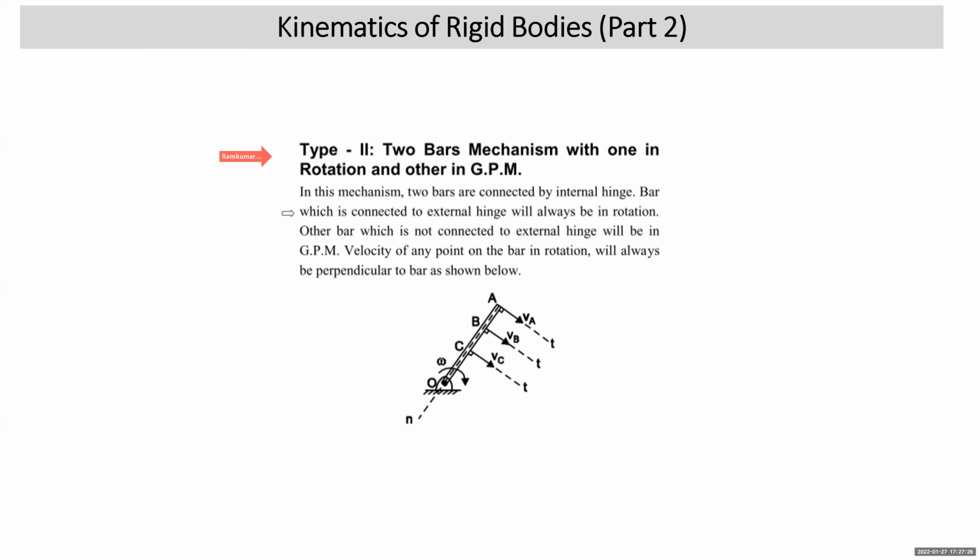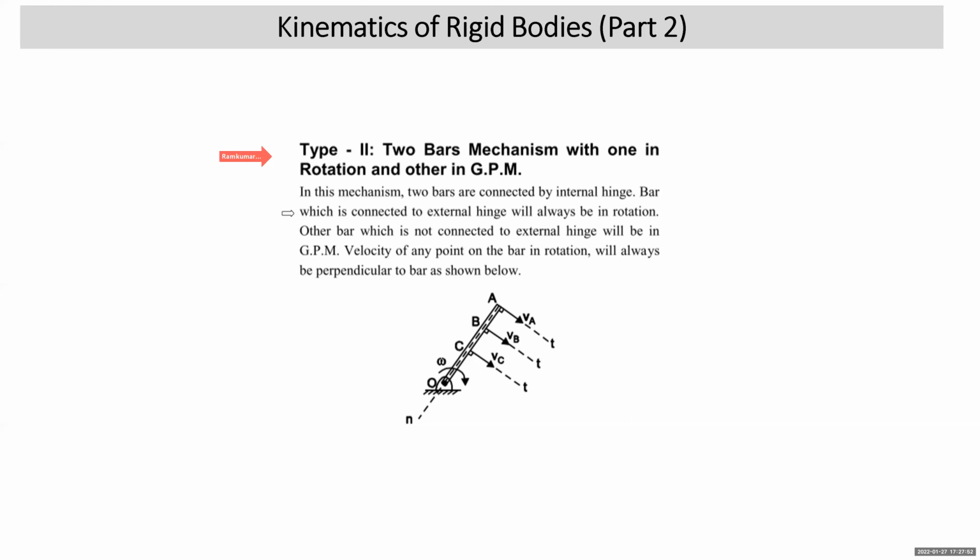Which bar will be in rotation? The bar which is connected to the external hinge, right? The bar which is not connected to the external hinge will be in GPM. This way we will identify which bar is in rotation and which is in GPM. We will remember that if any body, any link, any bar is connected to an external hinge, it allows the bar to rotate about the hinge. The property of the hinge is that it allows the body to rotate about it.